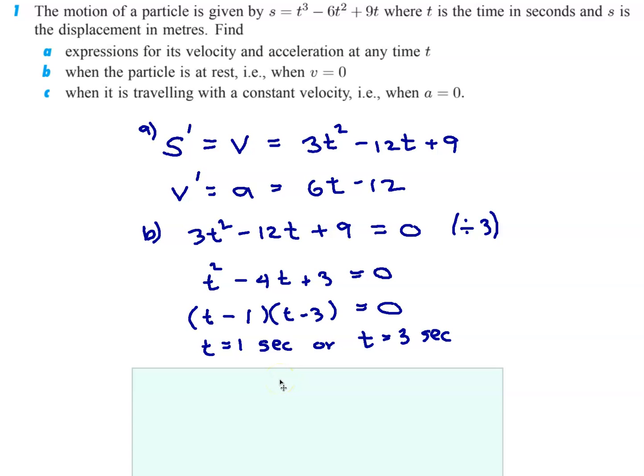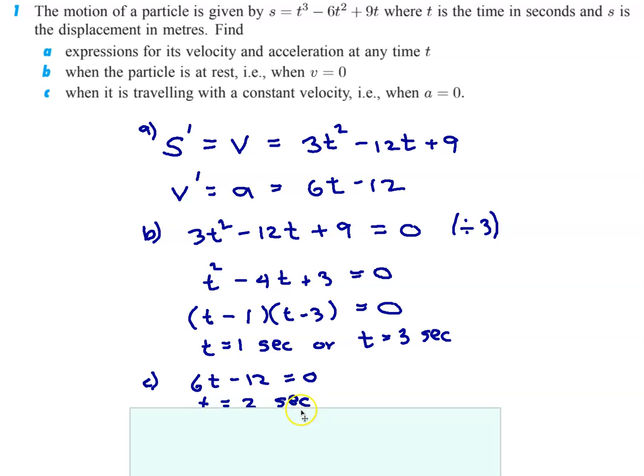And part C, when is it traveling with a constant velocity? Once again, they're giving us a big hint. They're saying that means when acceleration is 0. If you've just read the question, when's a particle traveling with a constant velocity, that means it's not accelerating, so you take your acceleration formula and set it equal to 0. And that gives us that. Add 12 to both sides, divide by 6. And that means after 2 seconds, at that instant, it's traveling with a constant velocity.